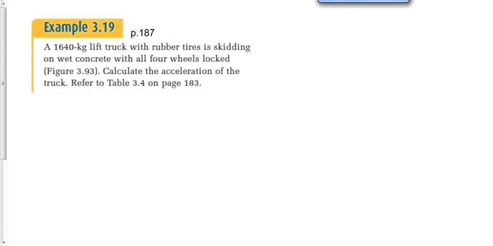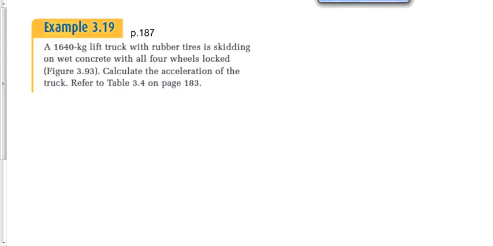Good. Let's try another one now. This one says a 1640 kilogram lift truck with rubber tires is skidding on wet concrete. Remember what I said when I was reviewing static friction and kinetic friction? I called kinetic friction dynamic friction, and then I put in quotation marks sliding friction. Whenever an object is sliding, it's kinetic friction. I sometimes call it sliding friction, not because that's a real name for it, but because it helps us remember when we've got kinetic friction. Here we've got a truck that's skidding, that's sliding. That's kinetic friction. We want to know the acceleration of the truck.